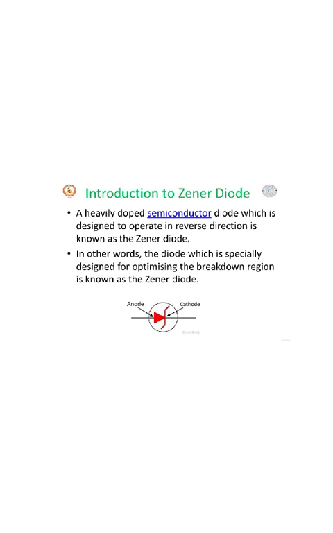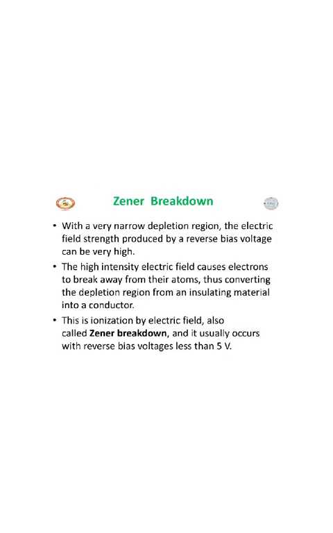So, it is a heavily doped semiconductor diode which is designed to operate in reverse direction and is known as Zener diode. It usually has two breakdowns, that is avalanche breakdown and a Zener breakdown. So we had discussed this in the previous class.